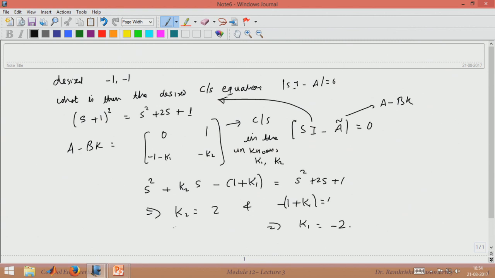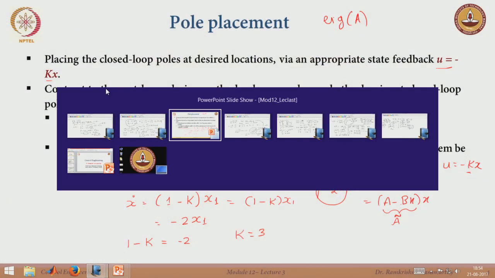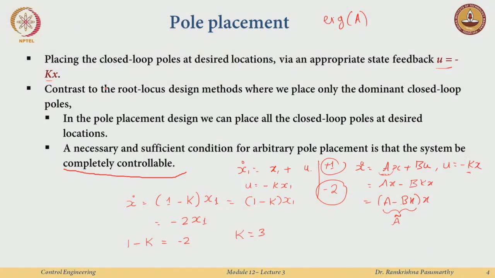Okay. So with this controller, I can place my closed loop poles at the desired location. And how do I check if I can do this or not? It's just by the system being controllable or not. So this was about controllability.